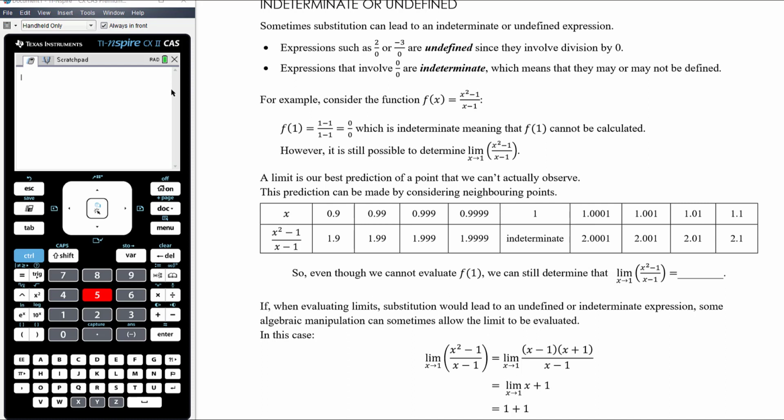So for example, if we were to think about this particular function here, and we were to calculate the limit as x approaches 1, that would mean, first of all, seeing if we could substitute 1 into that expression.